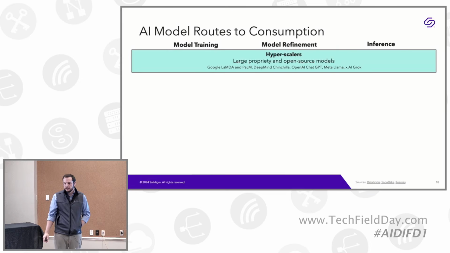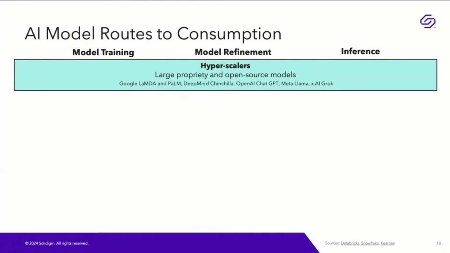But this is the GPTs and the Llamas and all the other big ones built by a relatively small number of companies with huge resource pools, right? 100 million. And they may do things from training and refinement through inference. They may do it all themselves, right?